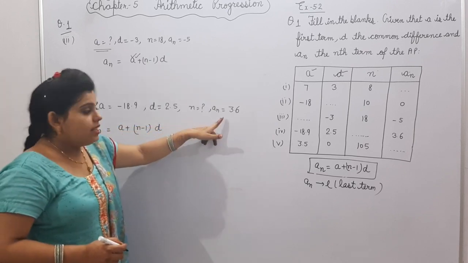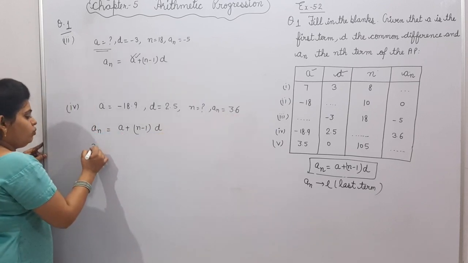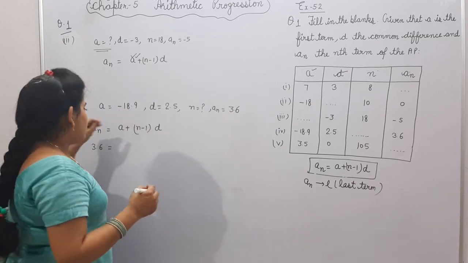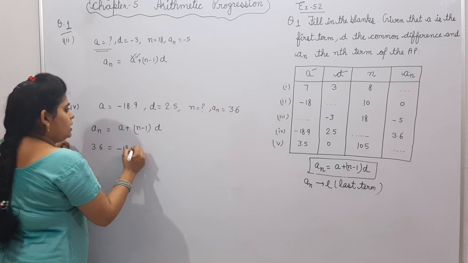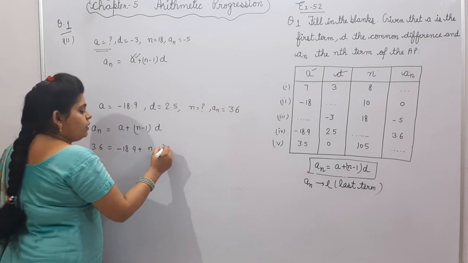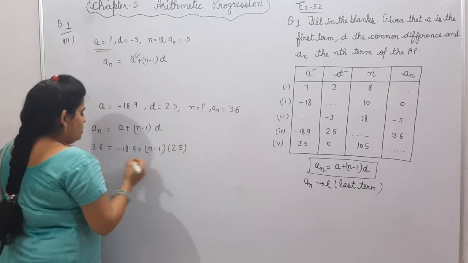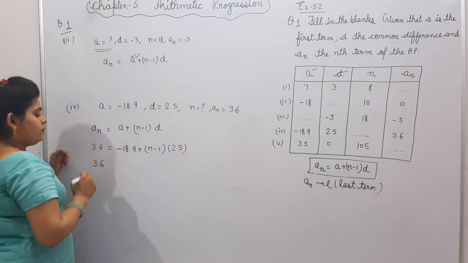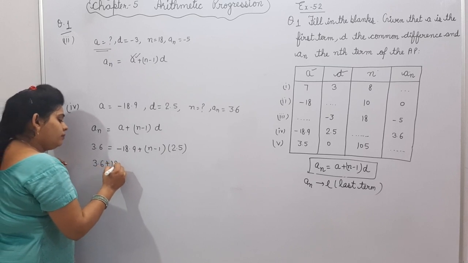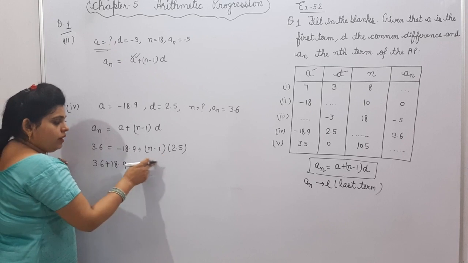Now we will put these values in this formula. Given values are these. What is the value of an? 3.6. So 3.6 is equal to a, which is minus 18.9, plus, we have to find the value of n, so n minus 1. What is the value of d? 2.5. So from here, 3.6, this minus 18.9 will become plus 18.9.